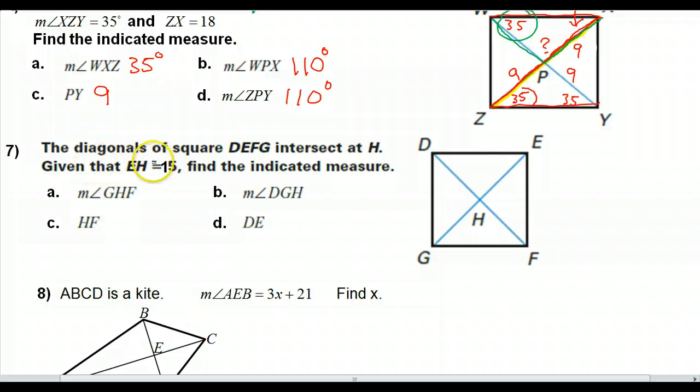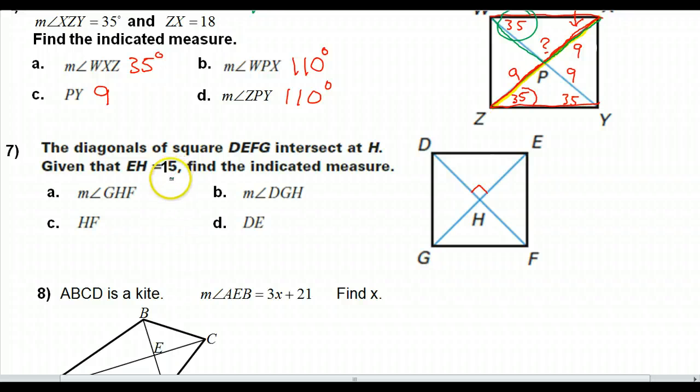Number 7. This is a square. A square is a special kind of rhombus. So, just like a rhombus, a square is going to have 90-degree angles. Just like a rhombus, a square, both of these diagonals are lines of symmetry. So there's going to be symmetry in both directions. So let's see what happens.